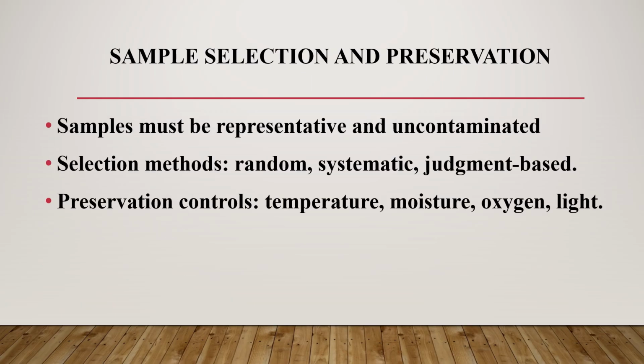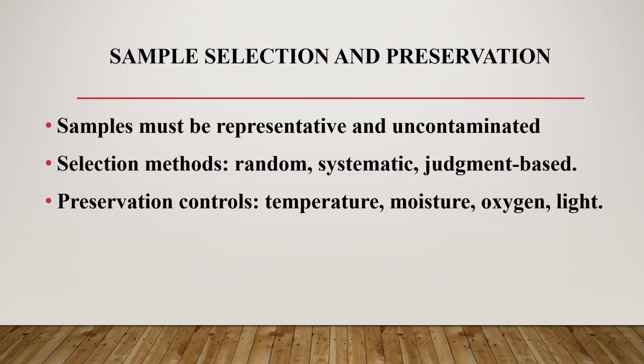Sample selection and preservation. Before any analysis can begin, we need a sample, but not just any sample. It must be representative, meaning it accurately reflects the whole batch of product. We can select samples in different ways. We can select samples through random sampling, which avoids bias. Systematic sampling might involve taking a sample every hour or from a specific location. Judgment-based sampling relies on the analyst's expertise.